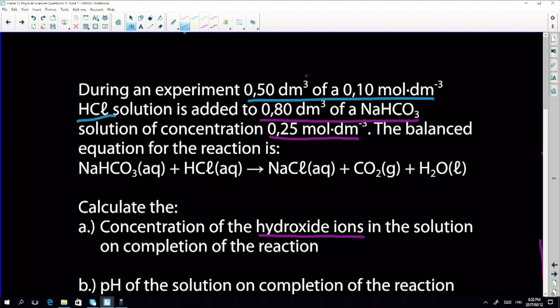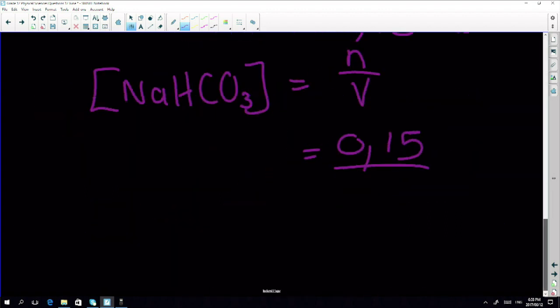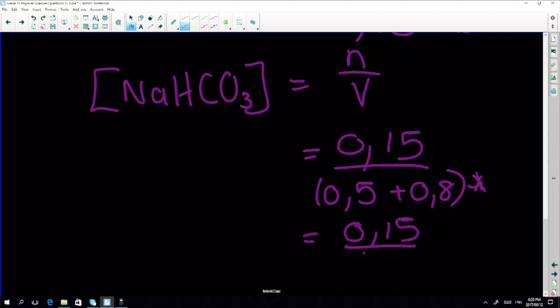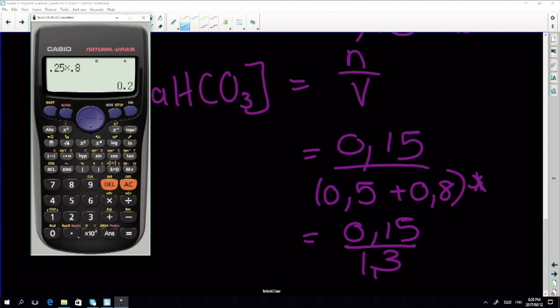I had 0.5 and 0.8. All of that volume got put together, all still in the same container. My volume is those two added together. This is the trick. So in other words, I'm going to have 0.15 divided by 1.3. So that gives me 0.12.